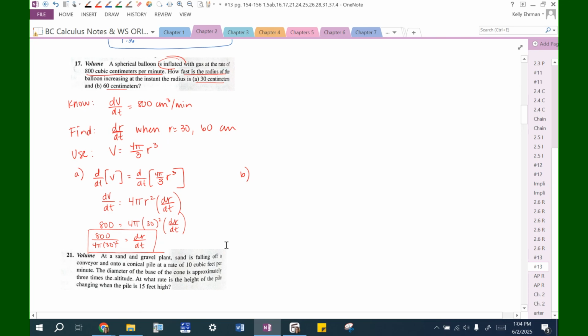So then what about for part B? The only thing that changes is the value of r. So I'm just going to say, okay, then dr/dt would be equal to 800 over 4 pi times 60 squared.